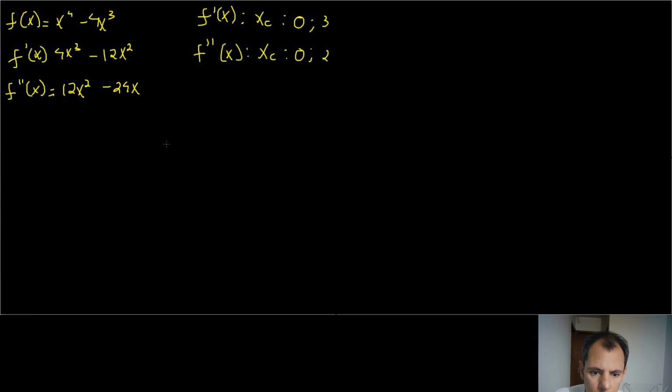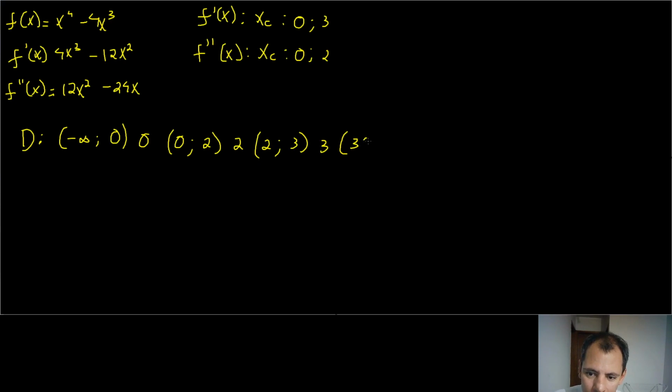So, what about the domains? So we got a domain here, minus infinity all the way to 0. And then you got the 0 point, and then from 0 all the way to 2, then you have a 2, and then from 2 all the way to 3, and then you have a 3, and then from 3 all the way to infinity. You got all these critical points in the domain.